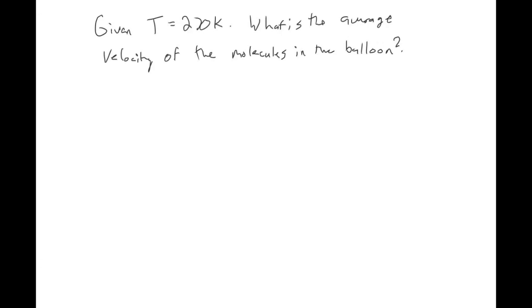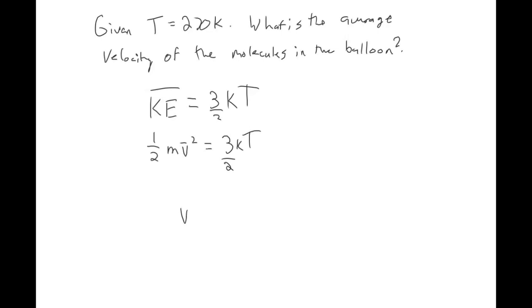So we had that the average kinetic energy was equal to 3/2 kT. So 1/2 m v average squared is 3/2 kT. So solving for v, move the m to the other side and then take the square root.